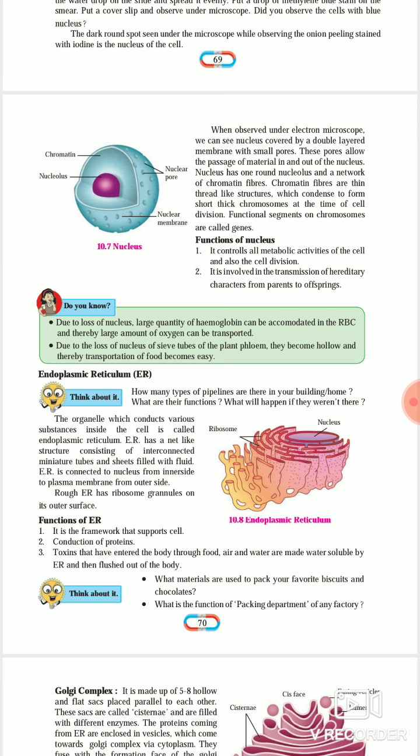So there are two types of endoplasmic reticulum. The first one is rough endoplasmic reticulum, which has ribosomal granules. That means on the outer surface it is rough. And second is smooth endoplasmic reticulum. So let's see the function of endoplasmic reticulum.